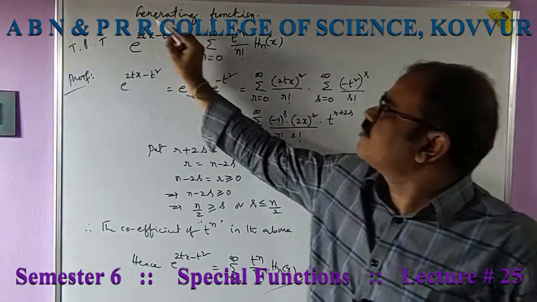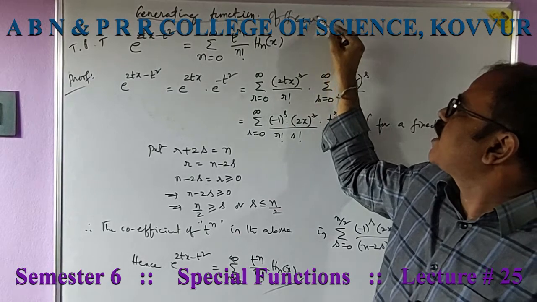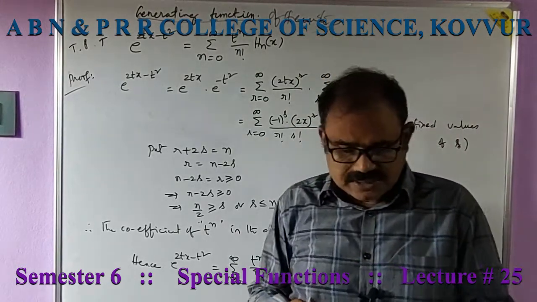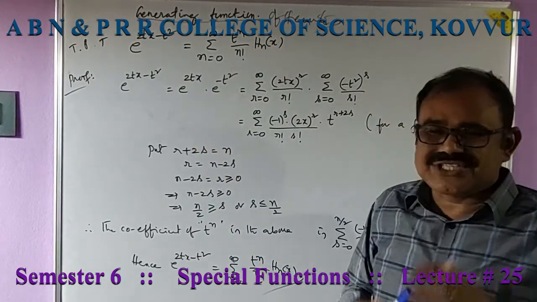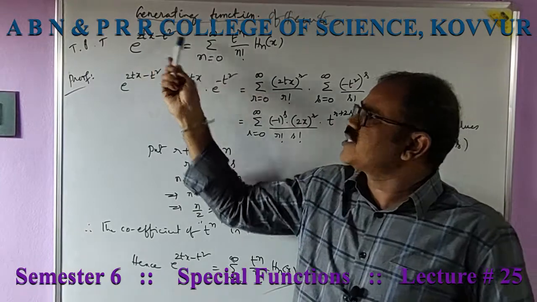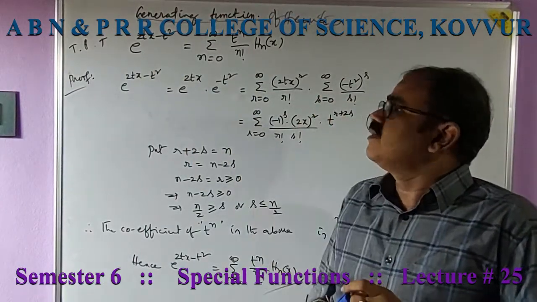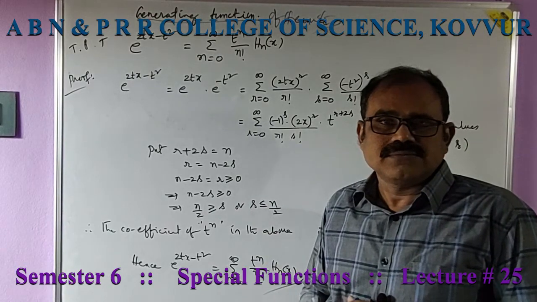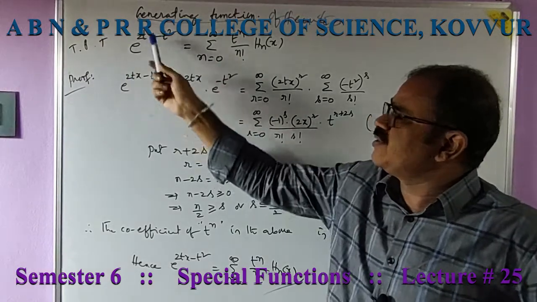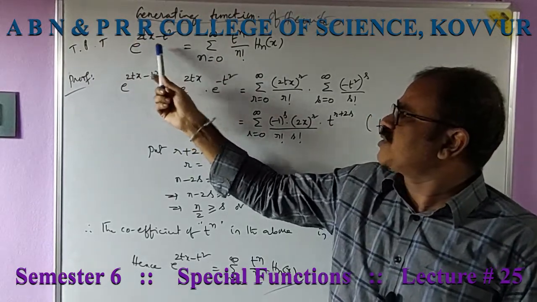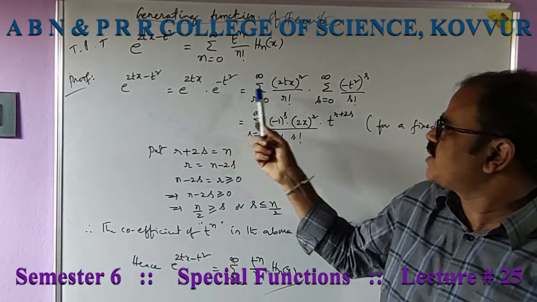Generating function of Hermite polynomial. Okay, what is that? e to the power of 2tx minus t square is the generating function of Hermite polynomial. Therefore, to prove that, in its elaboration, e to the power of 2tx minus t square is e to the power of 2tx into e power minus t square.